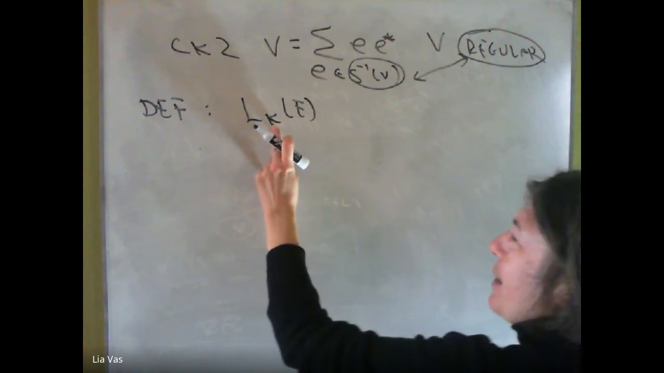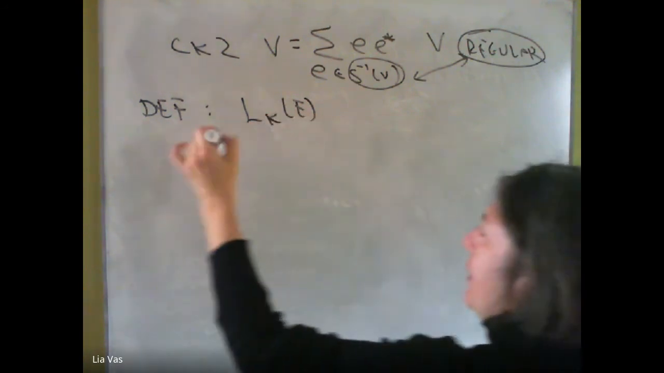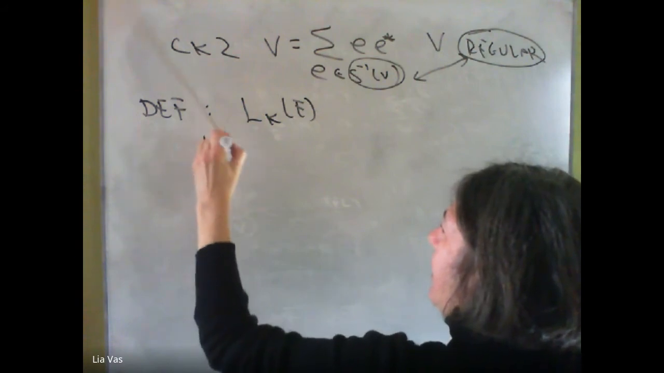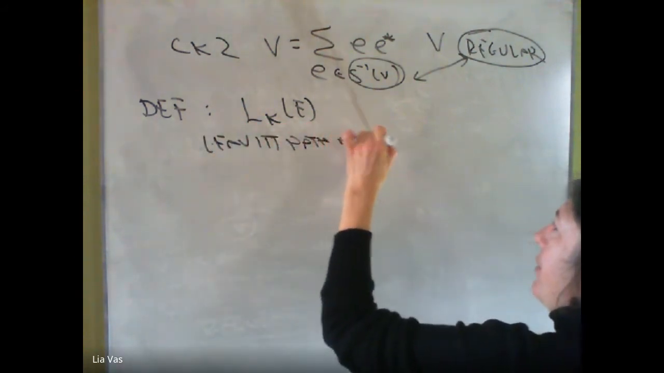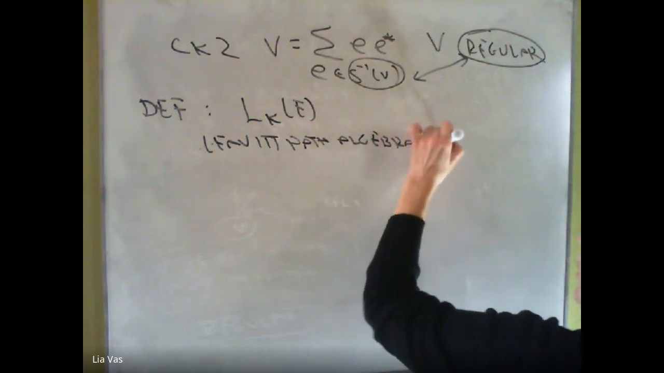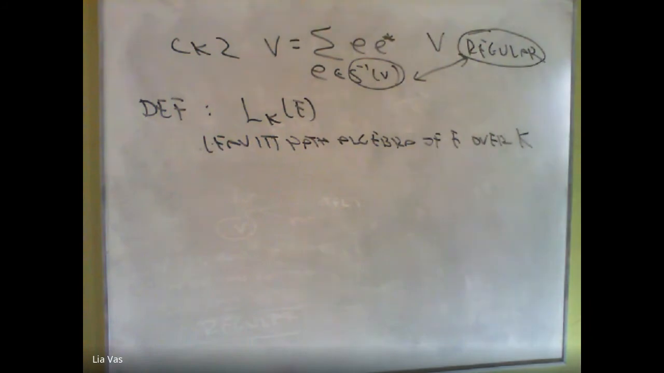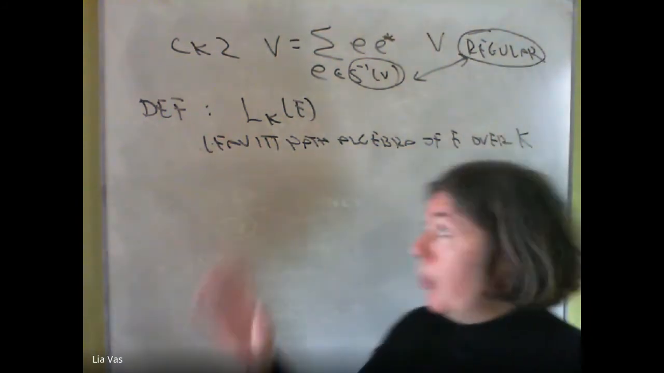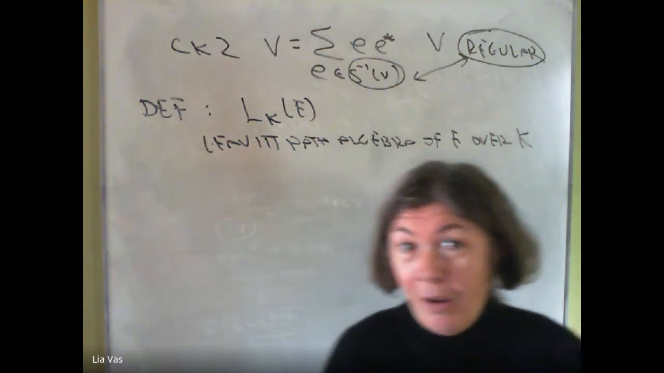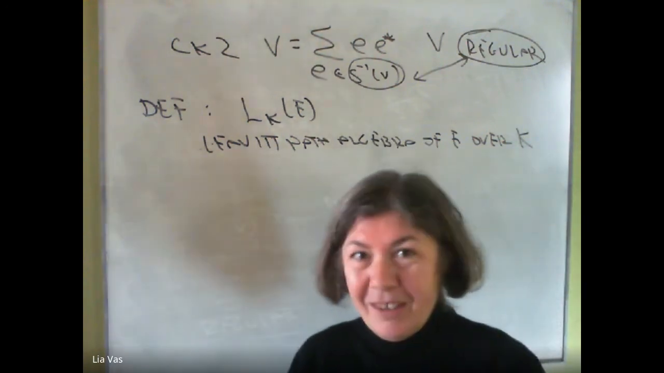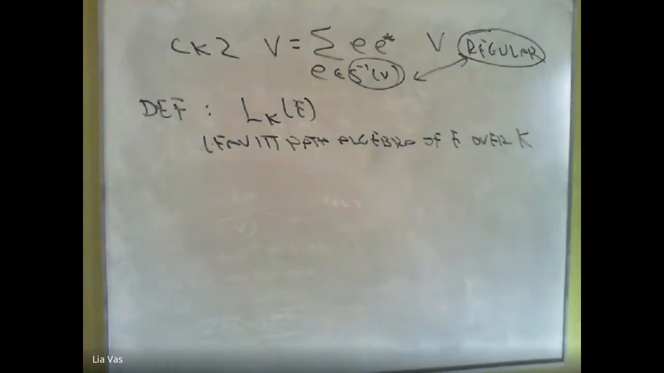So K is a field, E is a graph. This is the Leavitt path algebra. Let's actually write it down: the Leavitt path algebra of E over K. One of my examples is going to be about Leavitt algebras, so then we are going to see why this type of algebra has the word Leavitt in it.